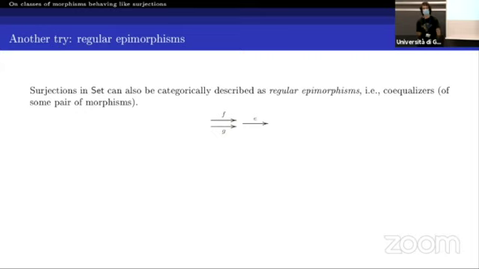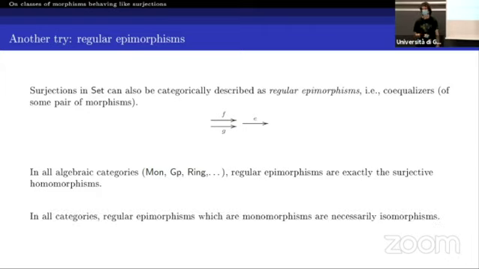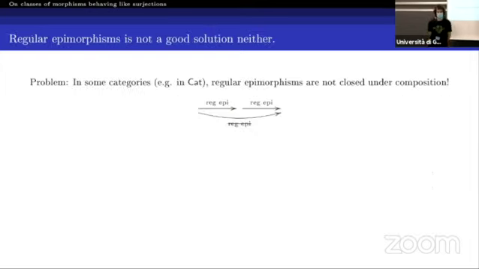We also know that the class of surjections in Set can be described as regular epimorphisms, namely coequalizers. This class is good because in all algebraic categories, surjections are exactly the regular epimorphisms. And moreover, it satisfies the first property I mentioned: if you have a mono which is a regular epi, it's an iso. However, it has the bad property that it's not closed under composition.